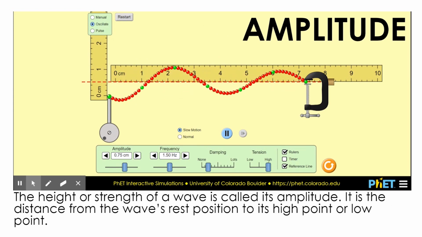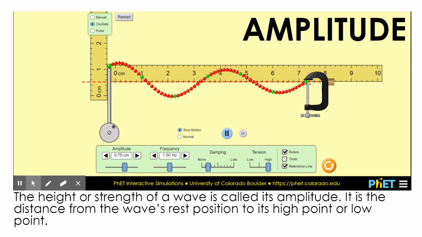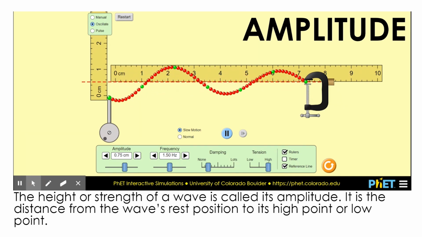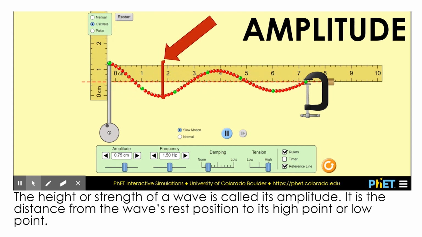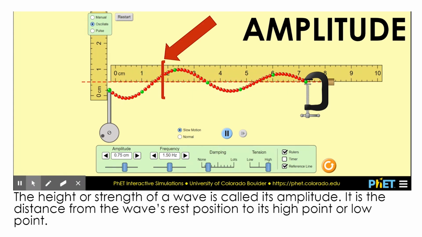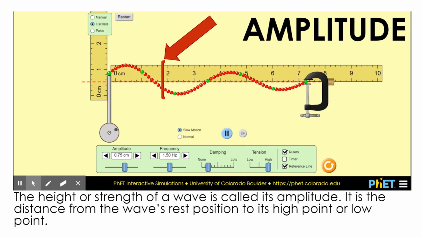Waves have high and low points. Big waves have a lot of power and strength. The height or strength of a wave is called its amplitude. It is the distance from the wave's rest position to its high point or low point. Take a look at the video on the right. The amplitude is shown in red. That's the distance between the rest position and the highest point of the wave.